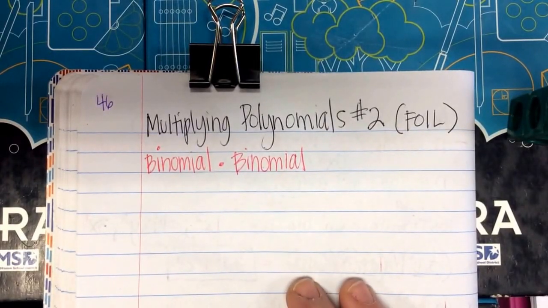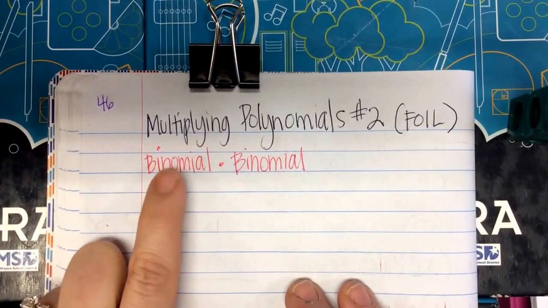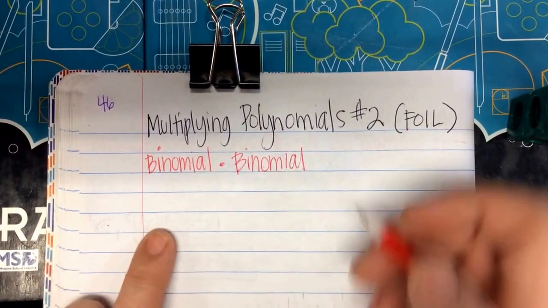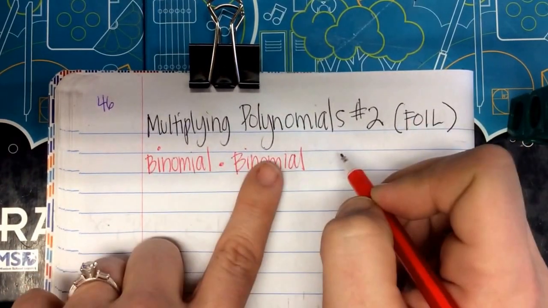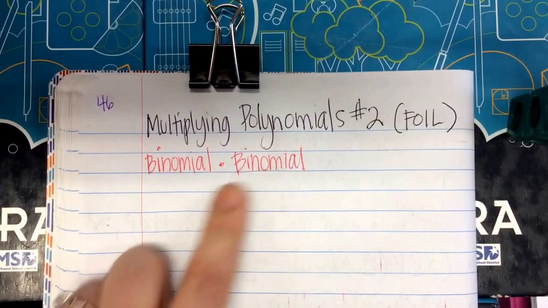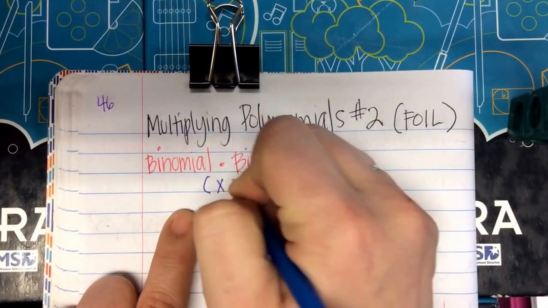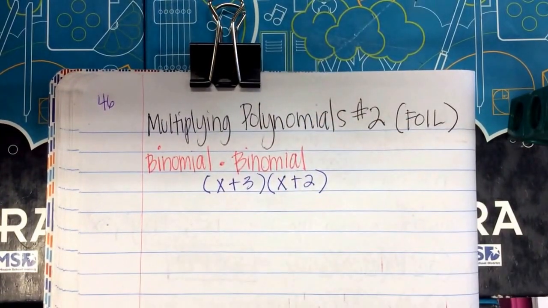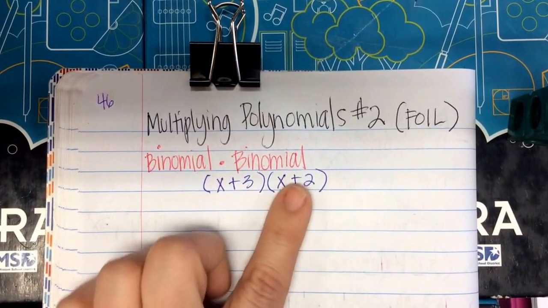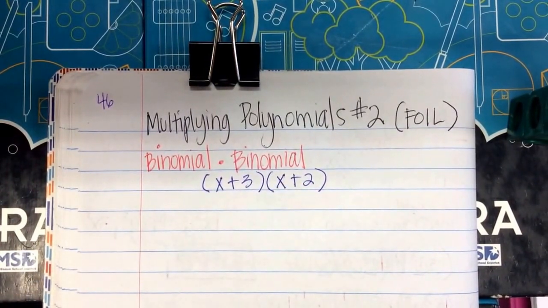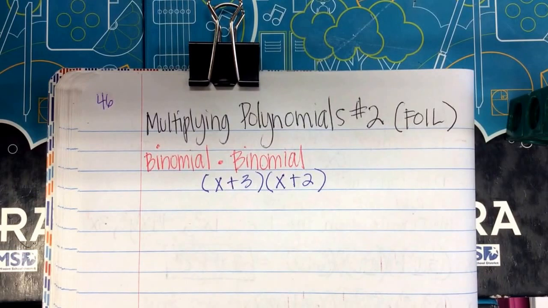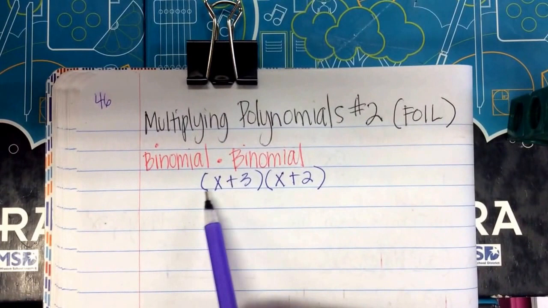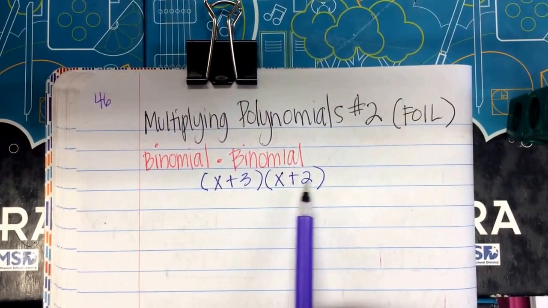Multiplying polynomials part 2. We are learning how to multiply a binomial times a binomial, which is a 2-term times a 2-term. So an example looks like this. A binomial times a binomial. X plus 3 times x plus 2.